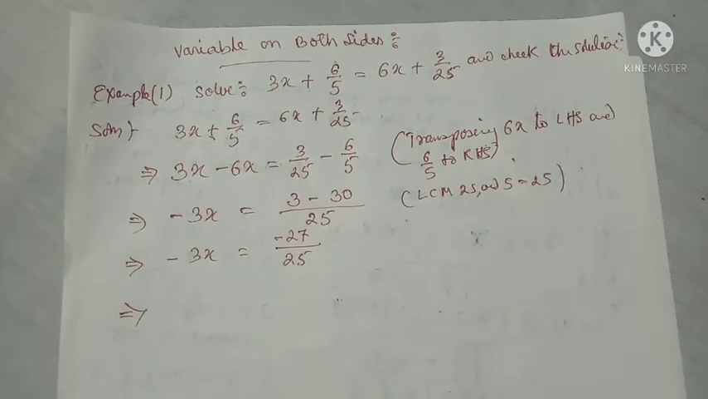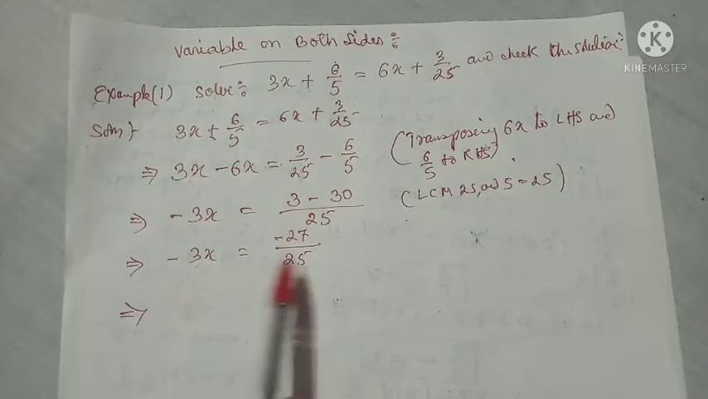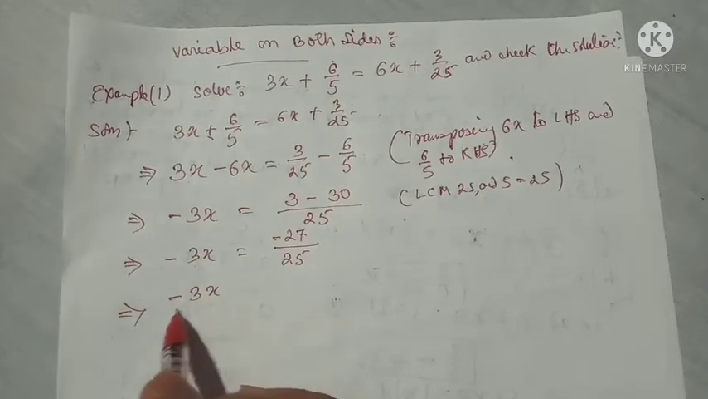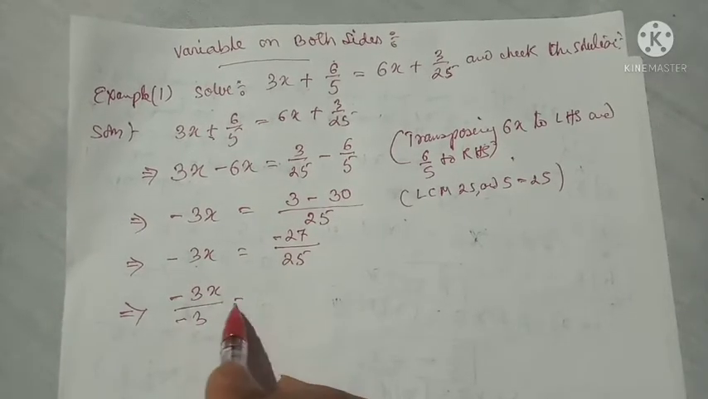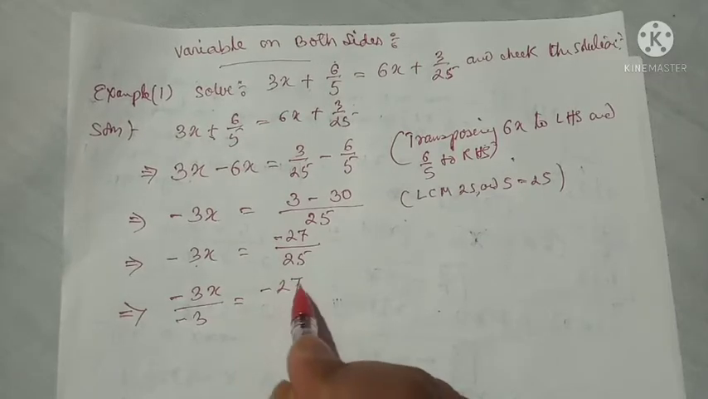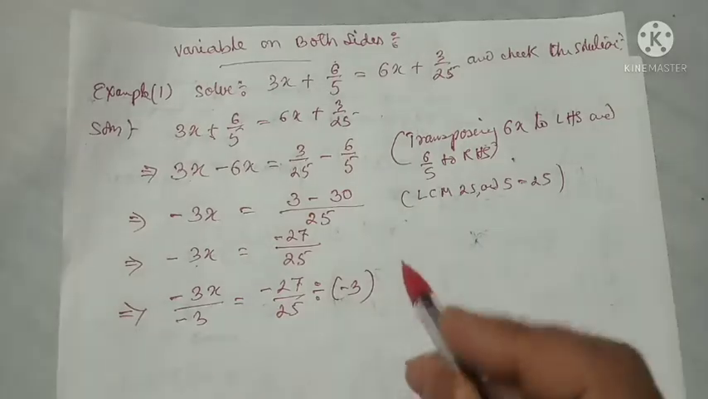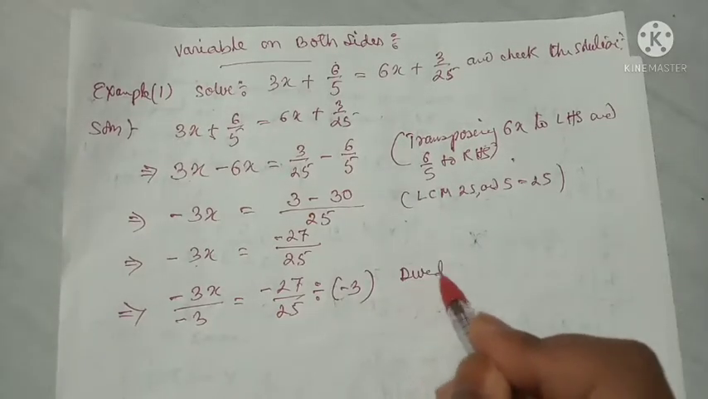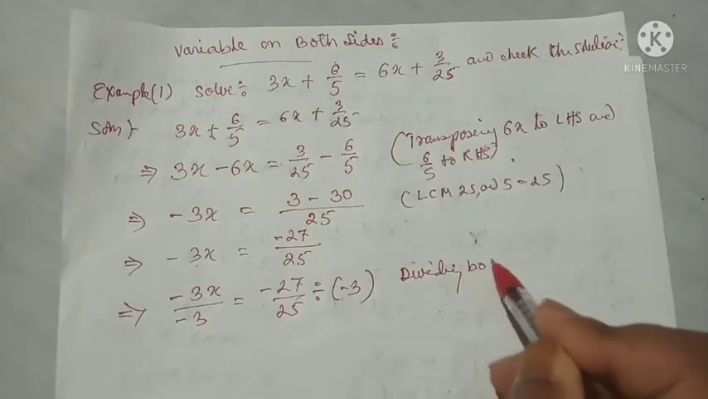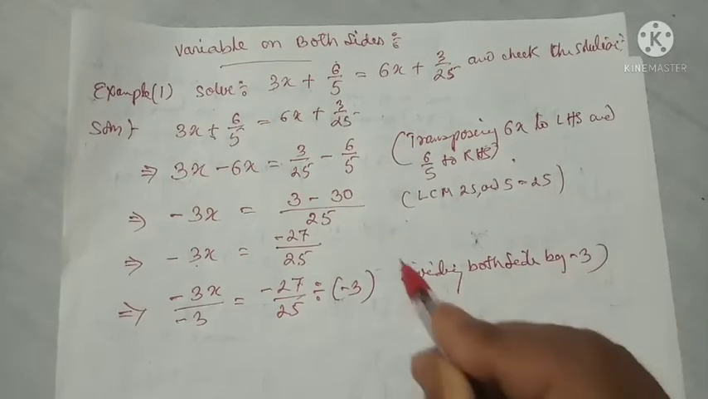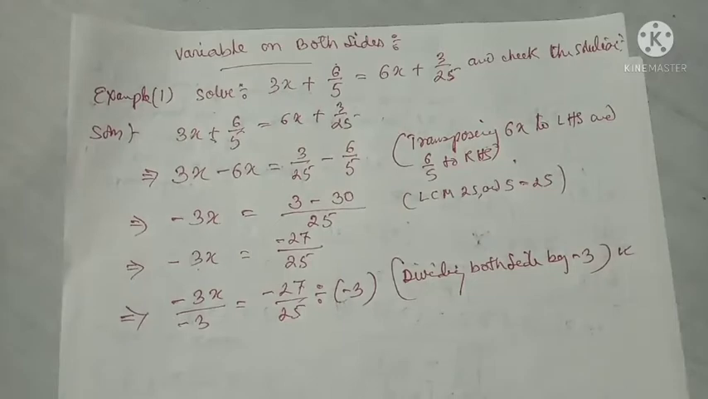In the systematic method, what we have to do is divide both sides by minus 3. Here you have to write dividing both sides by minus 3. This is again the systematic method.